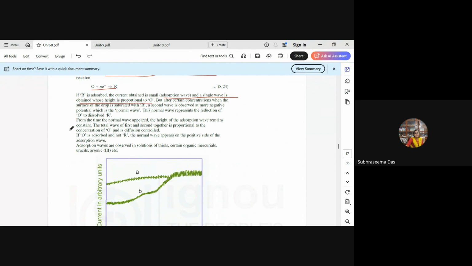But after certain concentrations, when the surface of the drop is saturated with R, a second wave is observed at a more negative potential, which is the normal wave. This normal wave represents the reduction of O to R. From the time the normal wave appeared, the height of the adsorption wave remains constant. The total wave of first and second together is proportional to the concentration of O and is diffusion controlled. If O is adsorbed and not R, then the normal wave appears on the positive side.